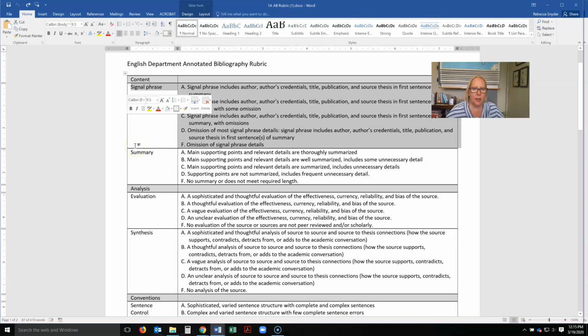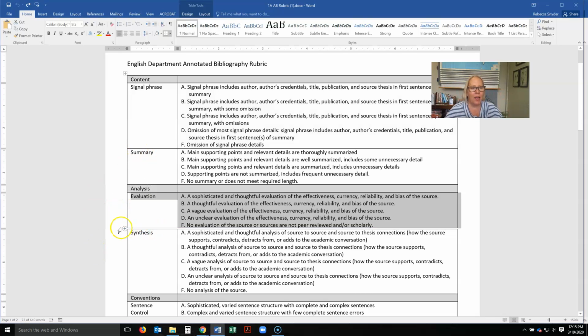So the first element under content is the signal phrase. If you remember the way I teach it, you need to have a who, which is to describe the author or the publication and how they're qualified to speak to the topic. Then a what, a one-sentence summary. Then a what else, which is a summary of the supporting points and the supporting evidence. So either doing that as two blocks or going back and forth, but either way it has to be there. And then how, the evaluation piece.